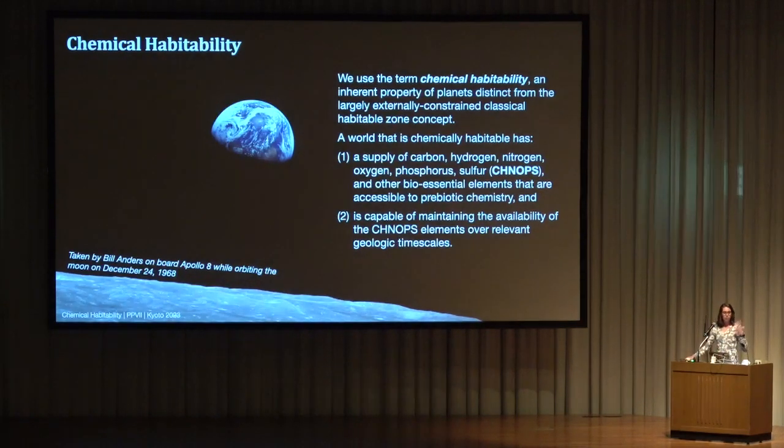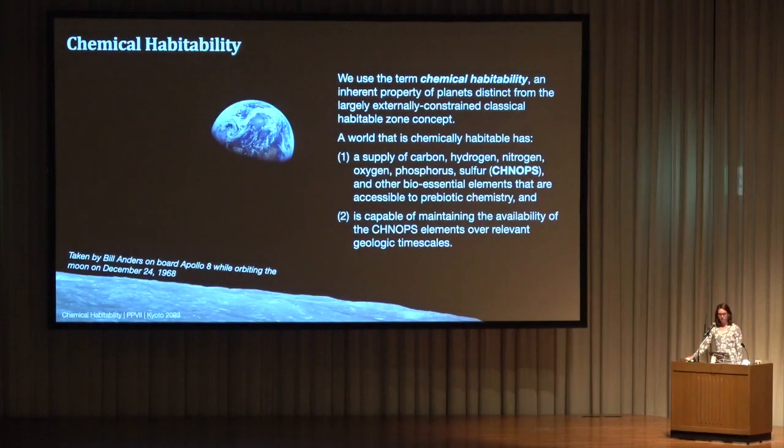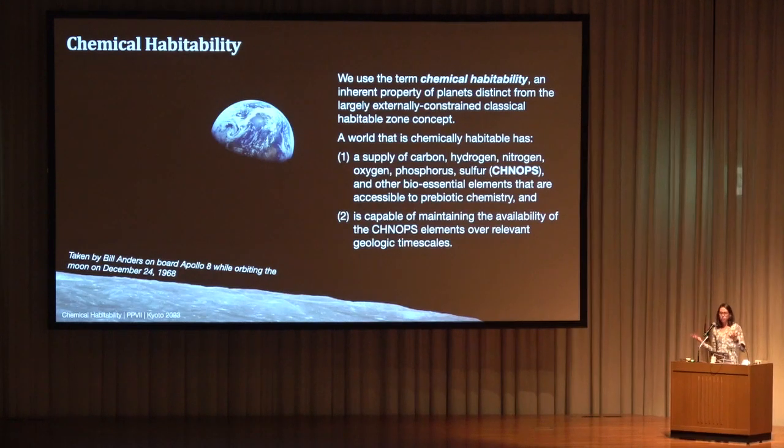So these factors were our motivation for our chapter on chemical habitability, which we distinguish from sort of the classical habitable zone, largely externally constrained definition. We say that chemical habitability includes the supply of these SHNOPS elements, and that they're going to be accessible for prebiotic chemistry over the lifetime of the planet, over relevant geologic timescales.